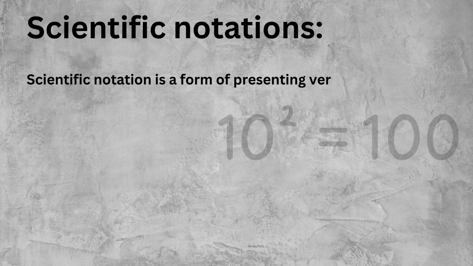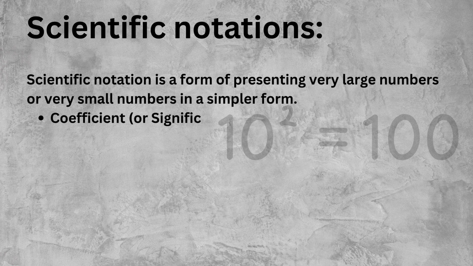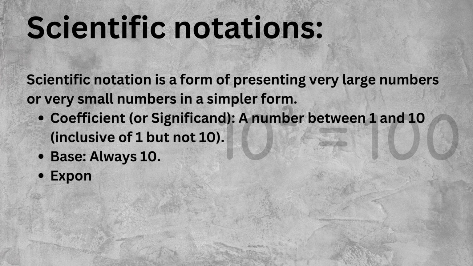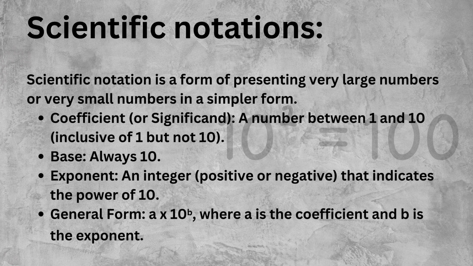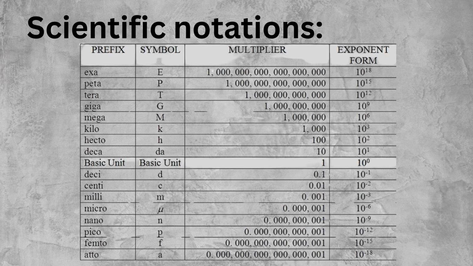Writing units as powers of 10. In physics, we often write measurements using powers of 10. This is called scientific notation. It helps us write very large or very small numbers more easily. 1 kilometer, km, equals 10 to the power 3 meters. 1 centimeter, cm, equals 10 to the power minus 2 meters. 1 millimeter, mm, equals 10 to the power minus 3 meters. This format is very useful when converting between units and performing calculations.